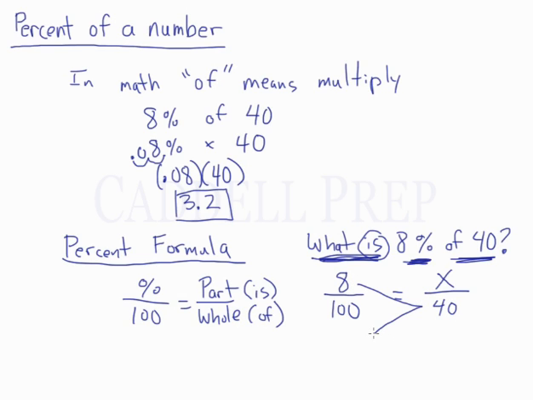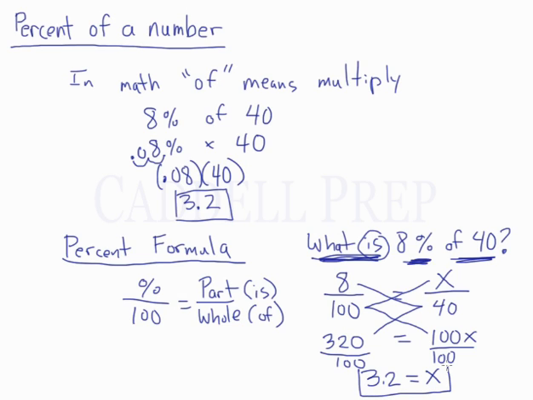If we were to cross multiply these, we get 8 times 40 is 320. And x times 100 is 100x. To solve for x, we simply divide by 100, because this is 100 times x. So to get rid of the 100, we have to do an inverse operation. So divide by 100. And we get 3.2 equals x. So same answer, different method.